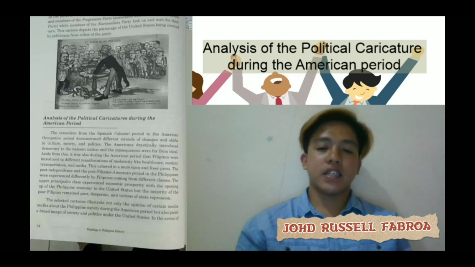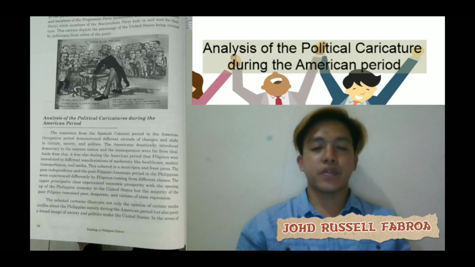Sinabi dito na ang napakalaking pagbabago sa kultura, sa society and politics ng American period kumpara noong Spanish colonial period. Sa American period, pinakilala dito yung pagkakaroon ng modernity, sa ating example, healthcare, sa transportation and sa media.